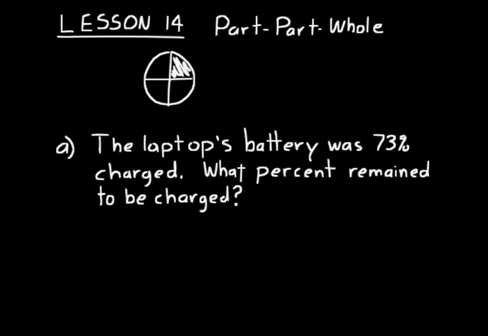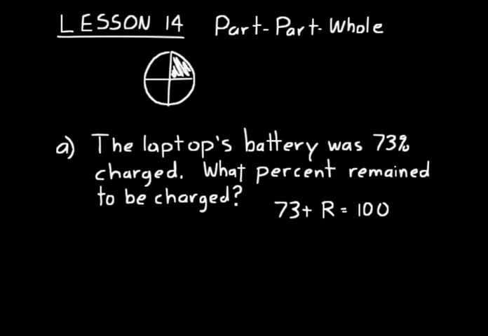Let's go ahead and do a practice problem. This one says the laptop's battery was 73% charged. What percent remained to be charged? Well, just think about that part-whole idea, and 100% would be fully charged, right? If it's 73% charged, we have a little bit left, and we'll just say R for remain. 73% plus that remained would equal 100%. And we have an equation there that will help us answer the question.